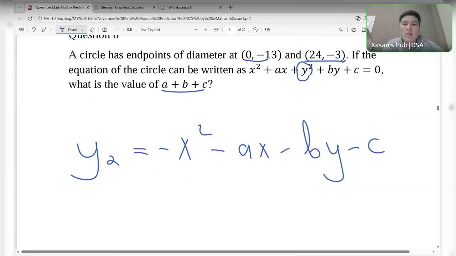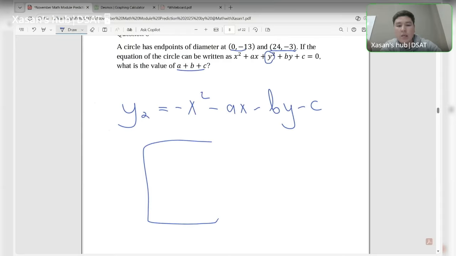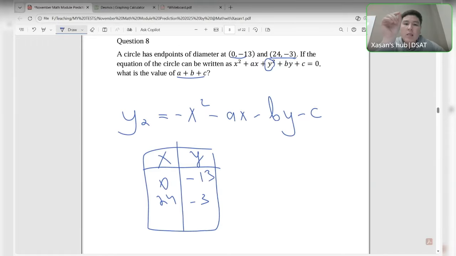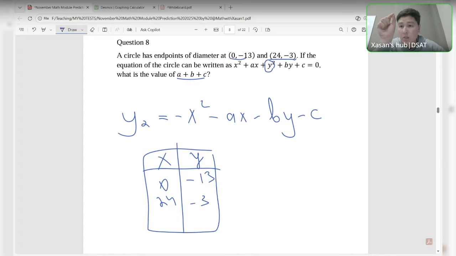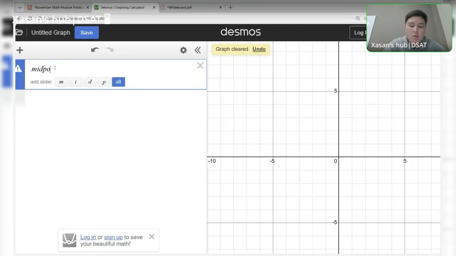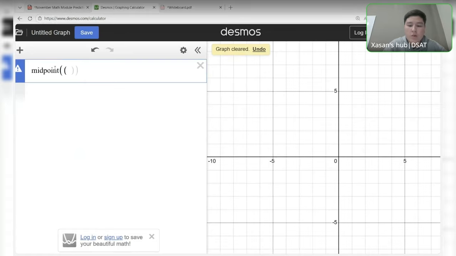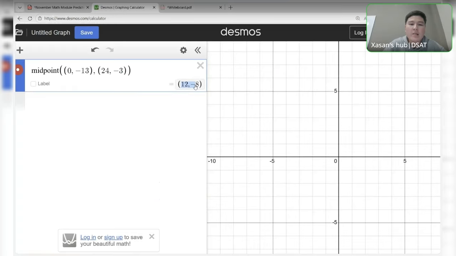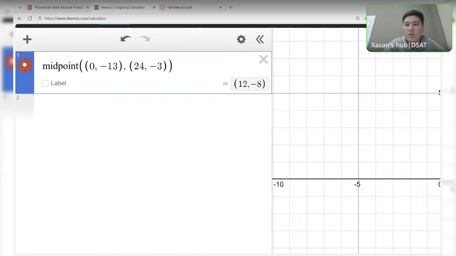And you now have the 2 points, which are the endpoints of the diameter, the x values and y values: (0, -13) and (24, -3). You can easily find the center coordinates by using the midpoint. Let's write it in decimals. The midpoint of (0, -13) and (24, -3) is 12 and -8, the center coordinate of the circle.